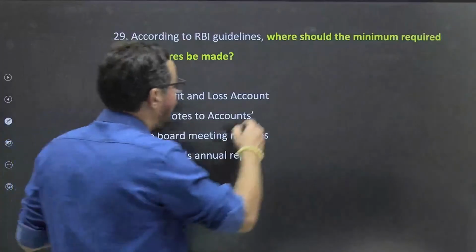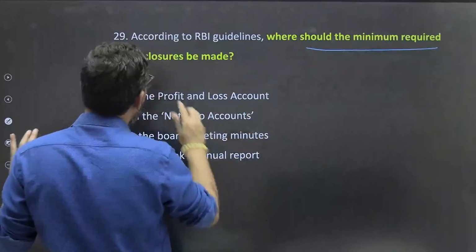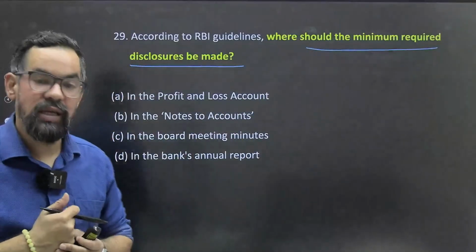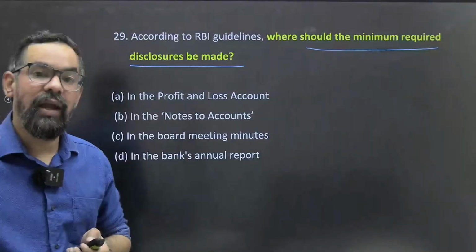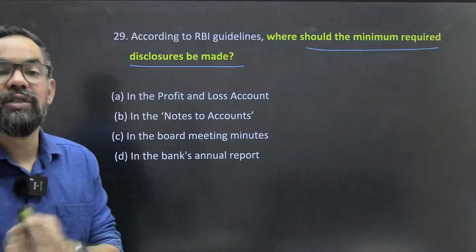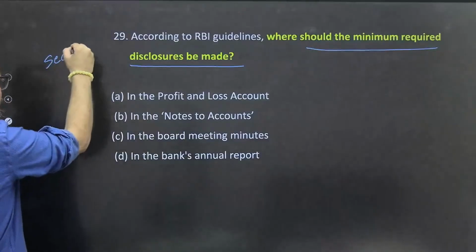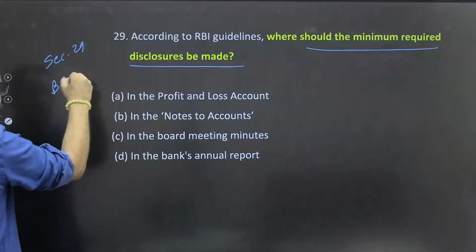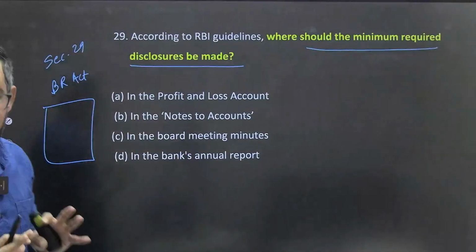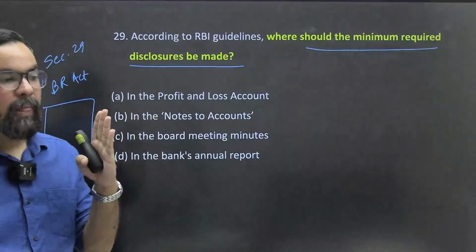According to RBI guidelines, where should the minimum required disclosure be made? Where should it be, around the ethics and all? In which do these come? Schedule 18. Tell me. Now this is your AFM test also. So Schedule 18 of, you remember that Section 29 of the BR Act, Banking Regulation Act. According to this, banking companies in India have to prepare their final accounts. So we have a total of 18 schedules.